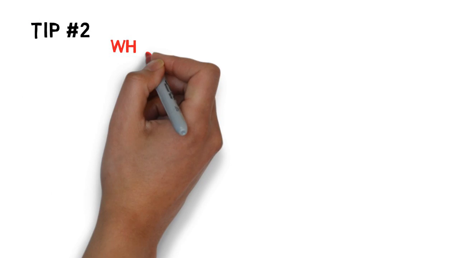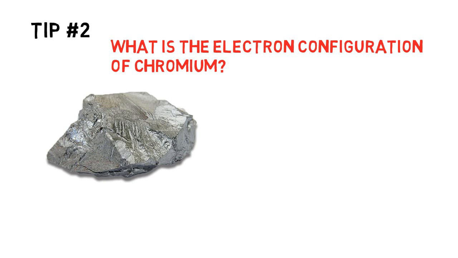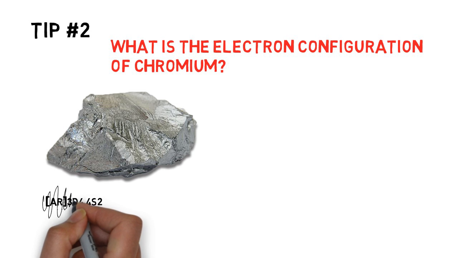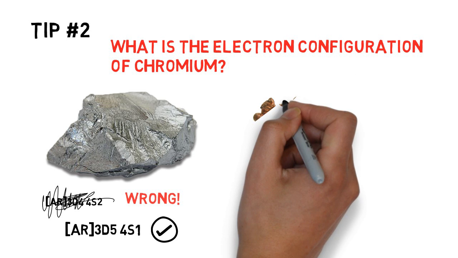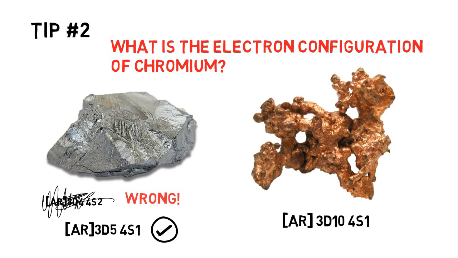Tip number 2. What is the electron configuration of chromium? Well, chromium appears to have a full 4s shell and 4 3d electrons from its position on the periodic table. However, for the reasons of filled shells yielding greater stability, the electron configuration is argon 3d5 4s1, as the expected second 4s electron is instead the fifth 3d electron. This is the same for the other elements of this group, molybdenum, tungsten, etc. This is also true for copper, with electron configuration argon 3d10 4s1, and the other elements of that group, silver, gold, etc.